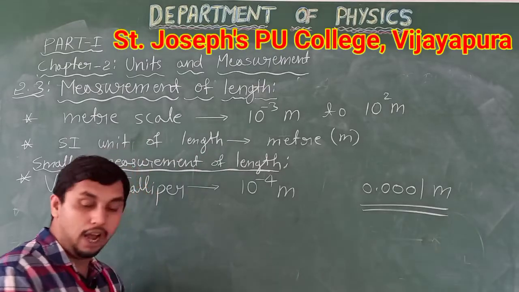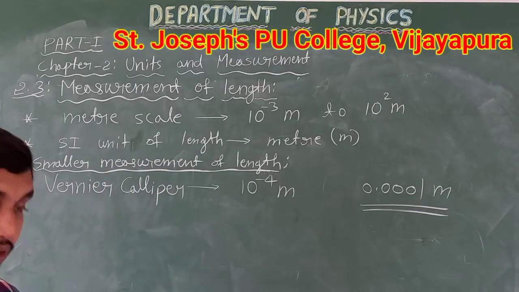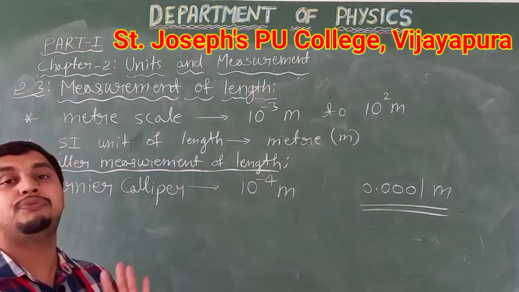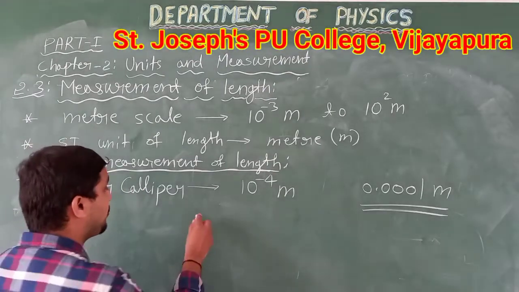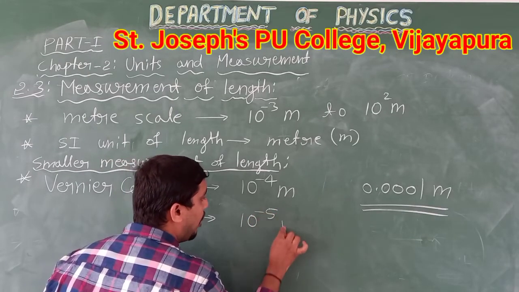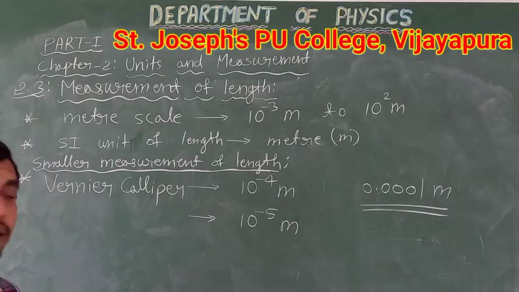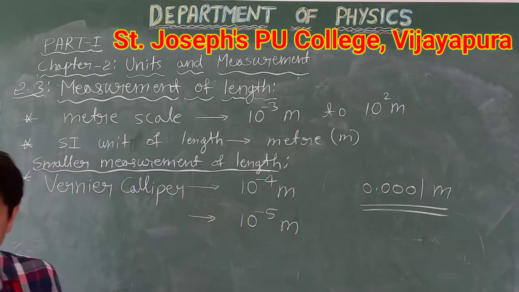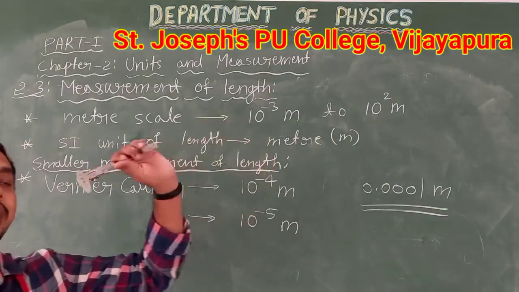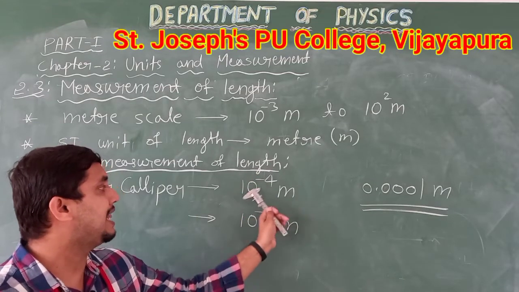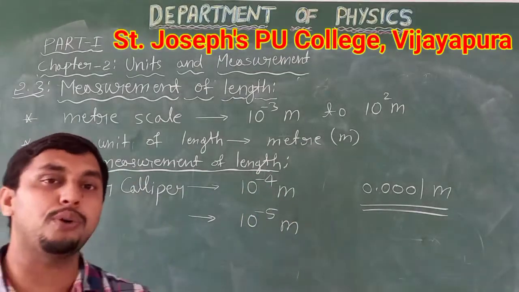And if some other length is smaller than the order of 10 to the power of minus 4 meter, then what do we have to do? I hope you are following my words. That is, if the order of measurement of length is 10 to the power of minus 5 meter, then how to measure that length? It is not possible by using the vernier caliper also. The vernier caliper's least measurement is 10 to the power of minus 4 meter. Then what do we have to do?